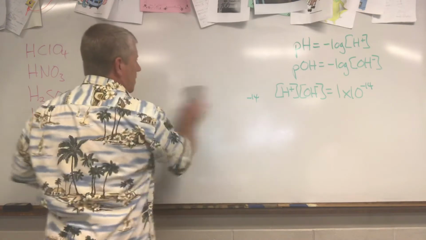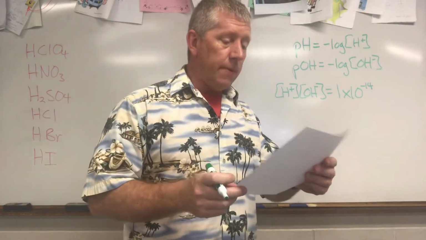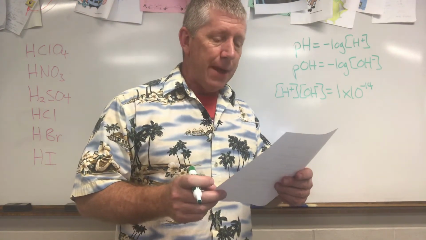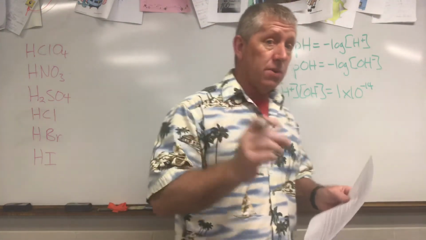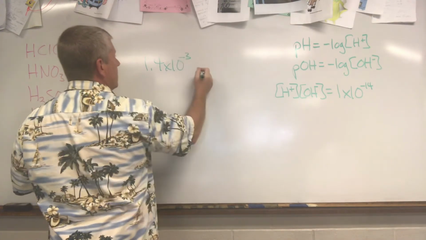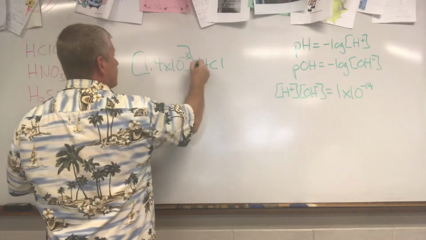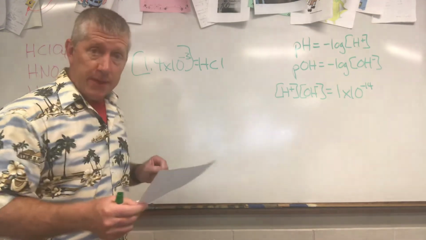Okay, so here we go. Part B. Calculate the concentration of hydroxide in 1.4 times 10 to the minus third molar HCl solution. So this is 1.4 times 10 to the minus third HCl. That's the concentration of the acid. It tells me that because it says molar, so I know that's the concentration. It gives me that.